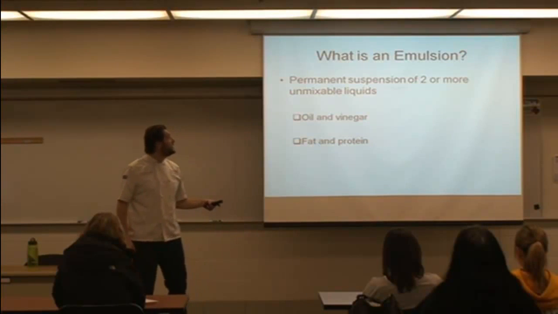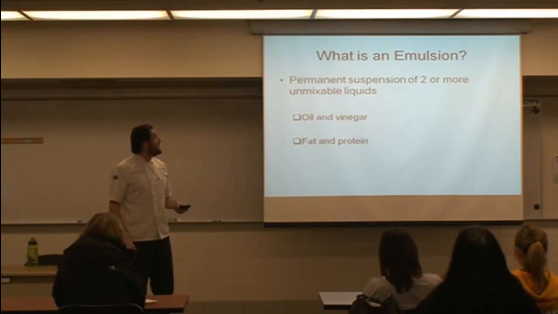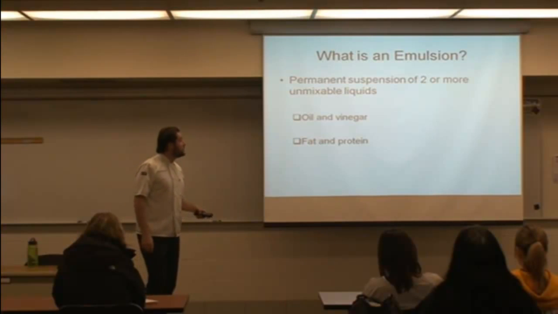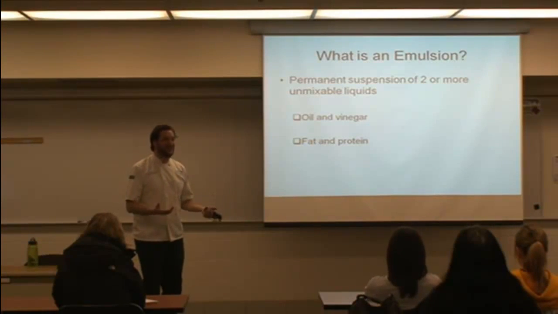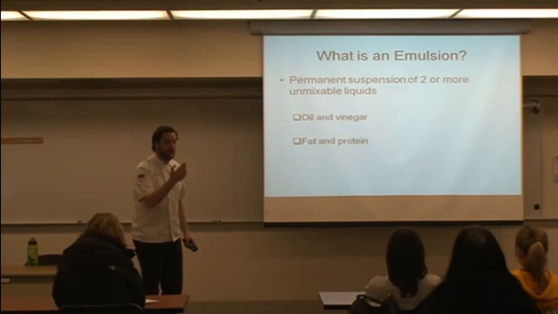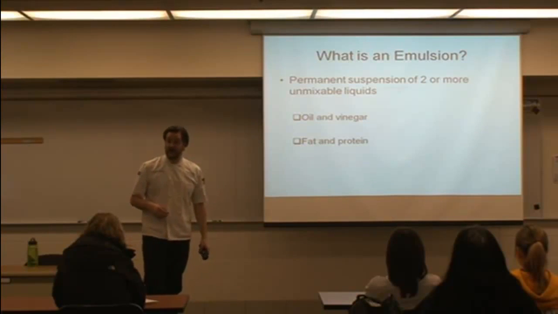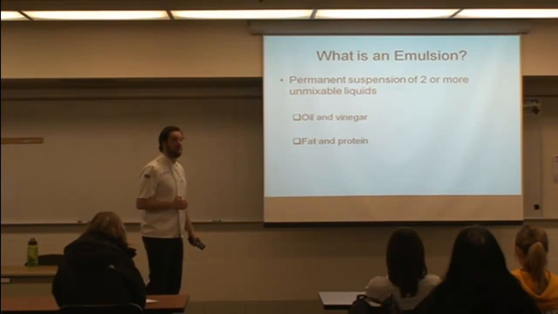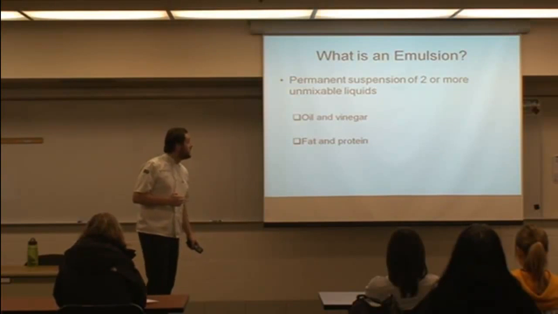Okay, so what is an emulsion? It's a permanent suspension of 2 or more unmixable liquids, like oil and vinegar, like fat and protein in the case of like a sausage, like a really fine emulsified sausage, like a Frankfurt, a hot dog. I'm sure everybody's had a hot dog before. Nobody will probably admit it in here, but they probably all have.